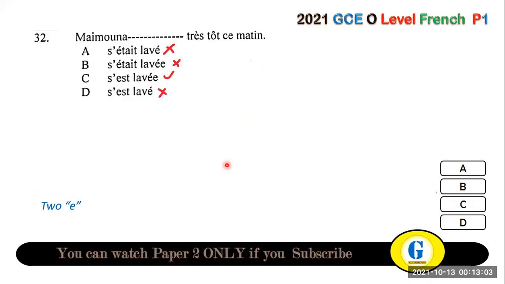32. Maimouna blah blah blah très tôt ce matin. Maimouna. C'était lavé. This one doesn't have an E at the end, so we cannot take it because Maimouna is a woman. C'était lavé. This one has the two E's, but this one does not really go well either. This one can be correct, but it's probably better to take c'est lavé because this is a passé composé. C'est lavé, très tôt, ce matin, passé composé.